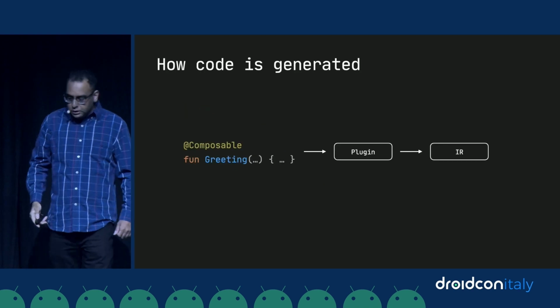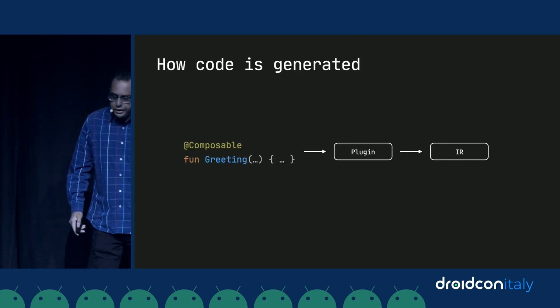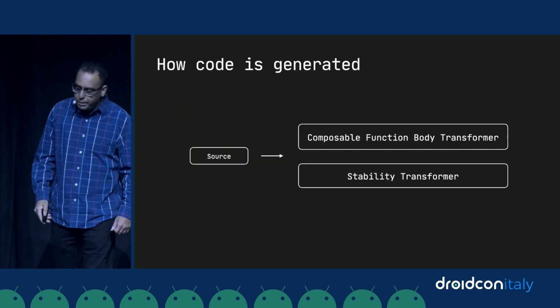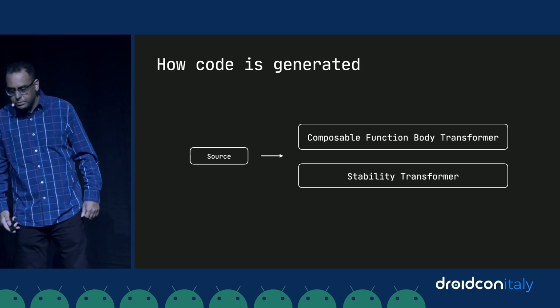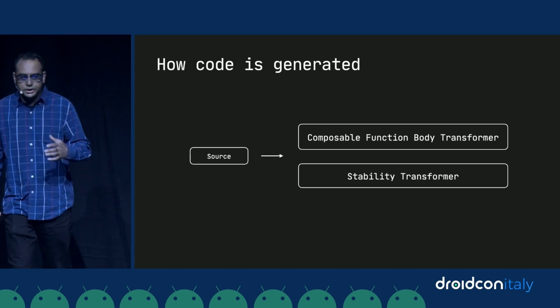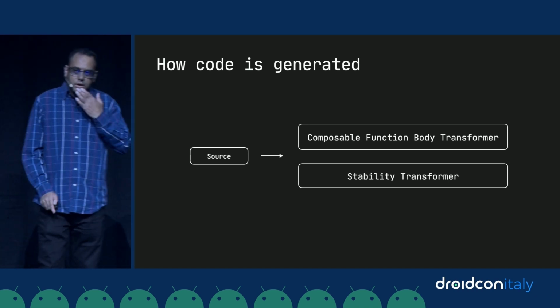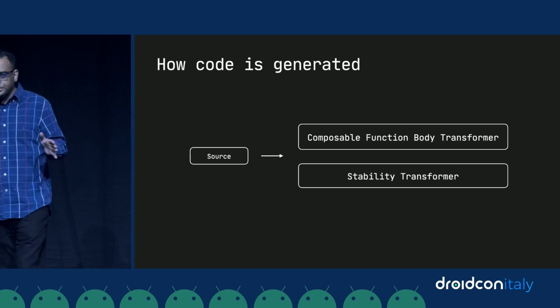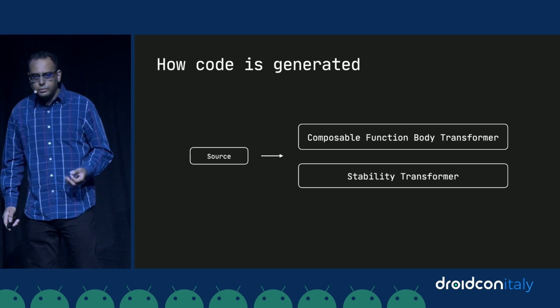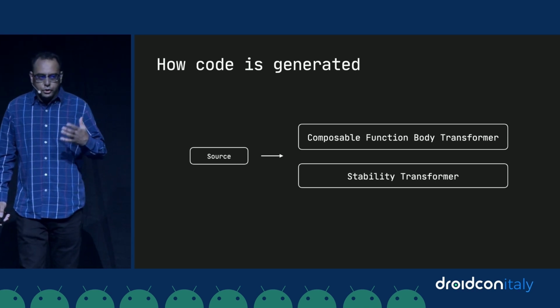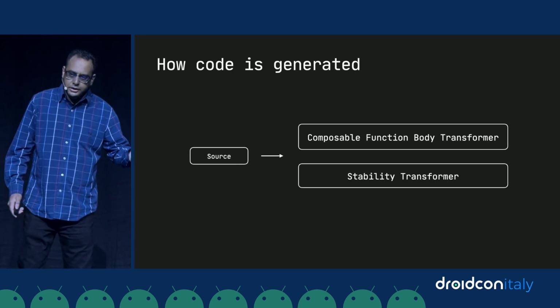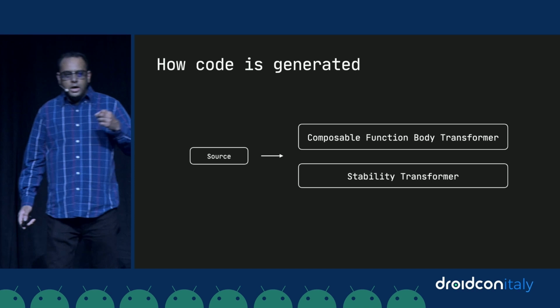So how is this code generated in the compiler plugin? In the compiler plugin, you have a set of transformers. They take your source code and they transform it. Why is this critical to understand? Recently, last week, Kotlin Swift export was announced. You're able to take Kotlin code and export it to Swift. How does that work?